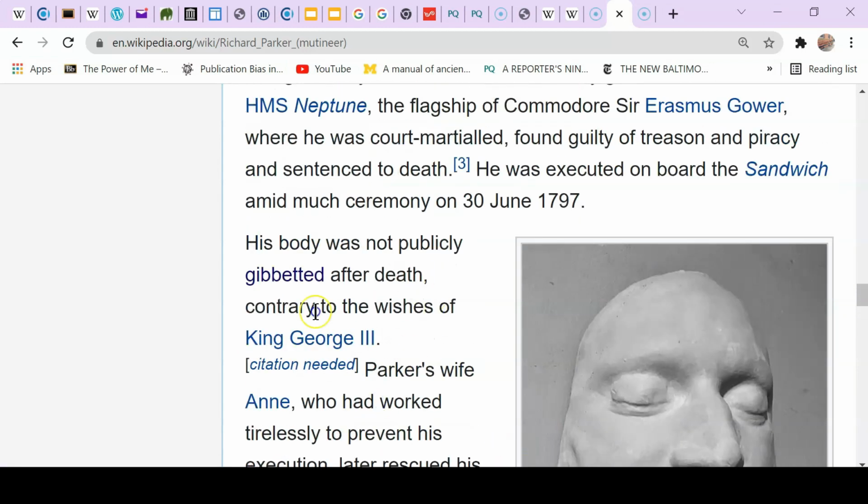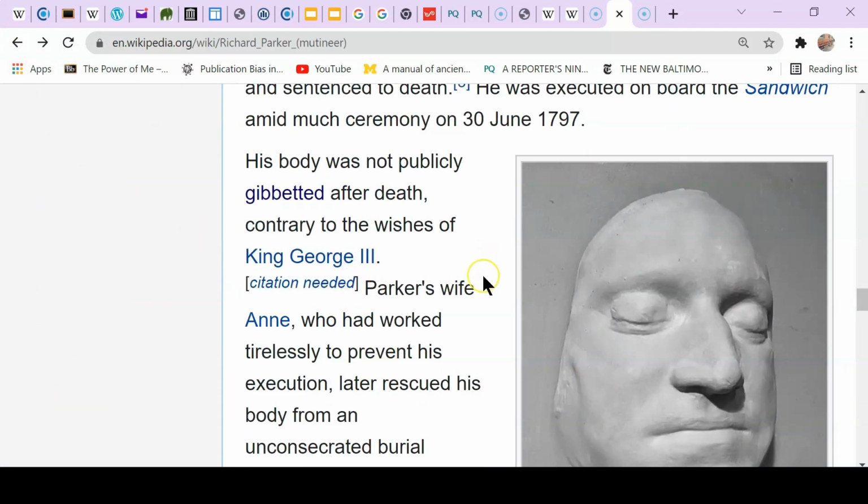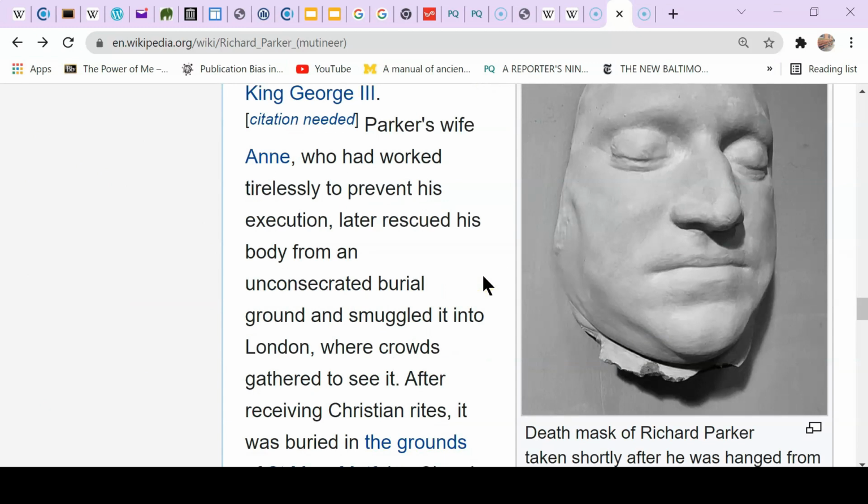All right, so gibbeting is the use of a gallows-type structure from which the dead or dying bodies of criminals were hanged on public display as a deterrent. So they were going to crucify this guy, and so the good King George III wants to see this guy publicly gibbeted. He wants Richard Parker to be made an example of. And it says that his wife, Anne, worked tirelessly to prevent this execution.